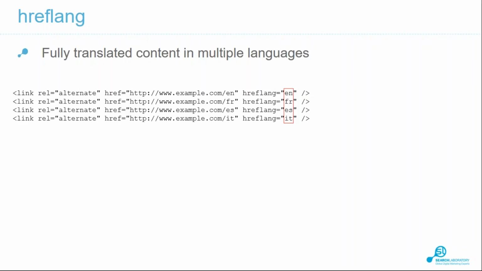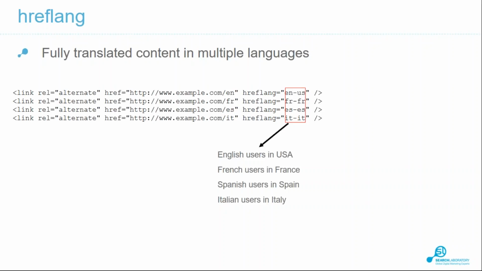And what we've been able to do in this example is only use the language tag, and what we're saying is one's for English users, one's for French users, one's for Spanish users, and so on. Now this would apply globally. So if we had a French user in France or Switzerland or Canada, they would be served with that French content. We could expand this tag and include a country code as well if we wanted to. We're saying here English users in the USA, French in France, Spanish in Spain, and so on and so on.